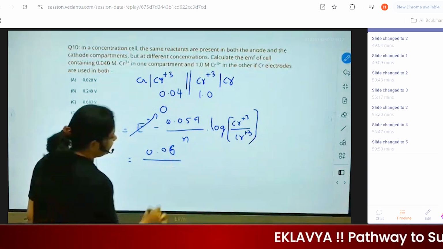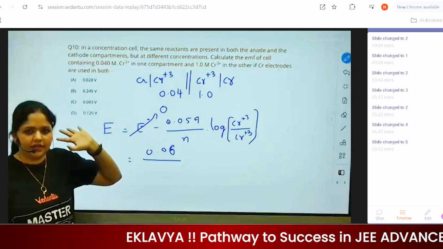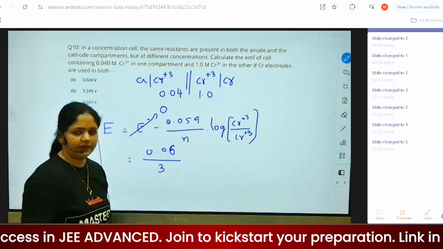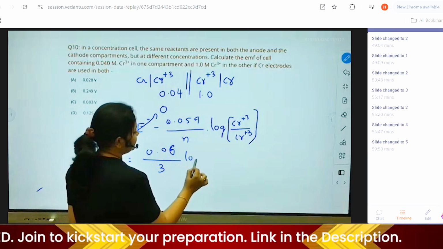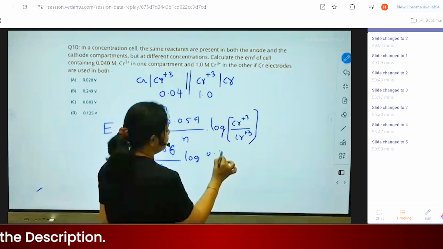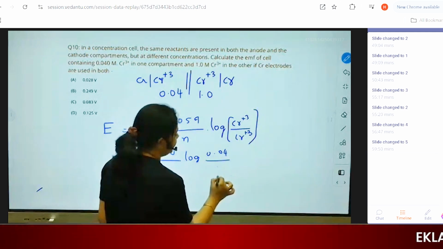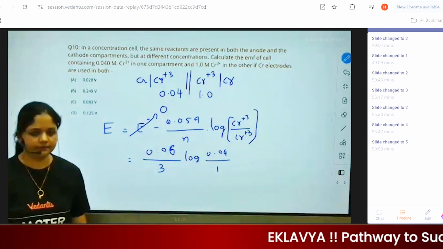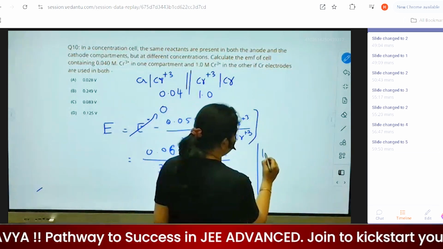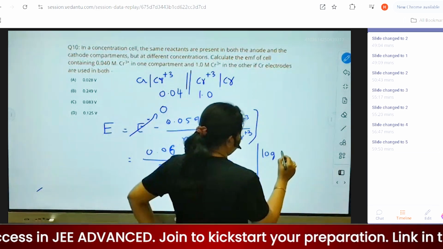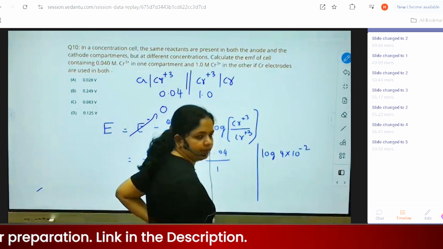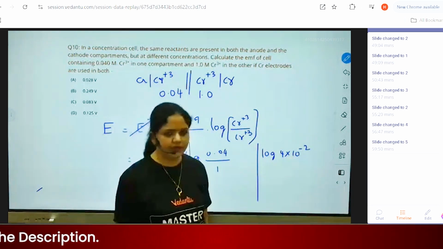See here in this one, Cr plus 3. What is the change of electrons? 3 electrons. So I will write down the logarithm of the concentration of one Cr plus 3, which is how much? 0.04 divided by 1. So here, first let me solve this log of 0.04, the logarithm of 4 into 10 to the power minus 2. Correct? 4 into 10 to the power minus 2.